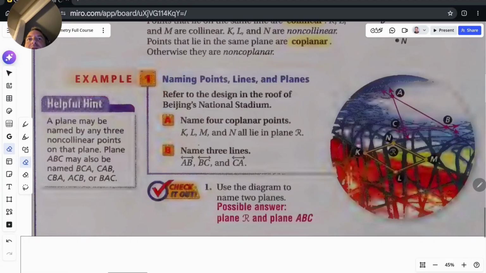And before we do this example, we can read the helpful hint from the book here on the side. A plane may be named by any 3 collinear points on that plane. So plane ABC could also be called plane BCA, plane CAB, plane CBA, plane ACB, or plane BAC. Any order of those 3 letters names the same plane. And this hint does matter because students oftentimes think that plane ABC and plane BCA are different planes. They're not. They're the same plane named in a different order. Now let's take a look at our example.